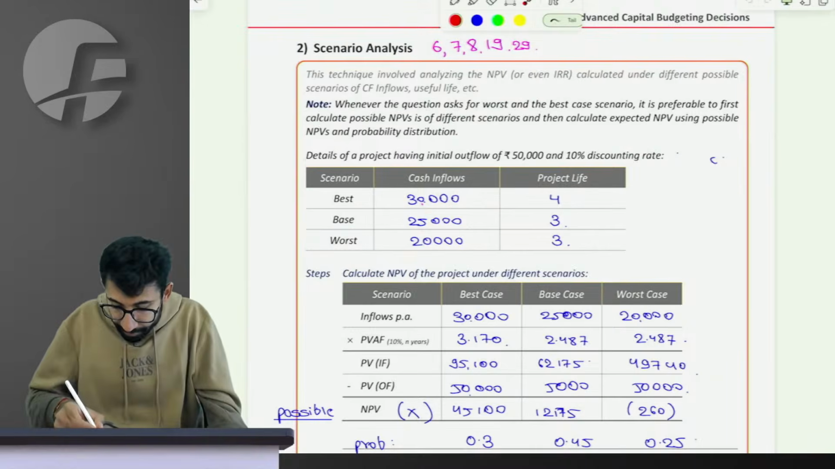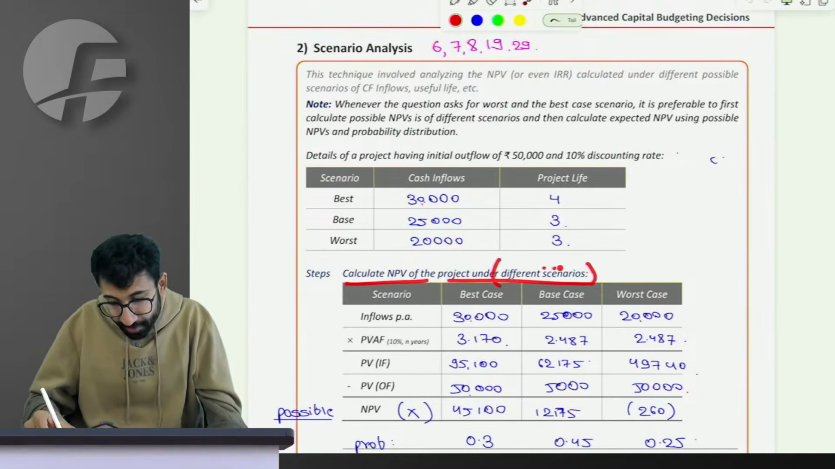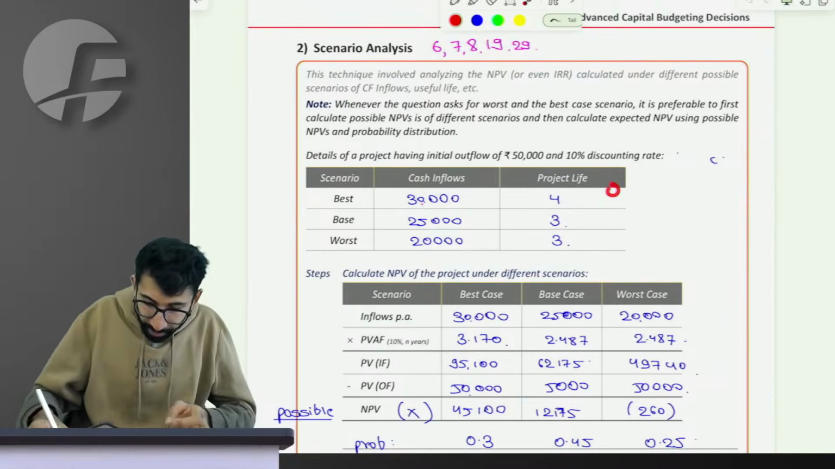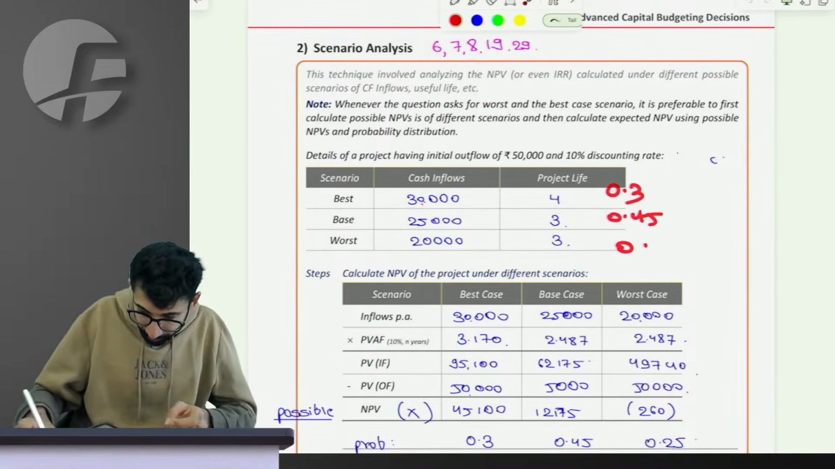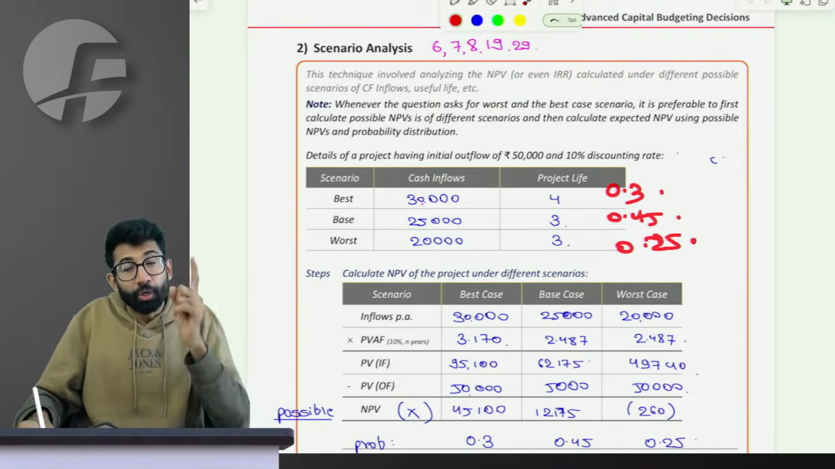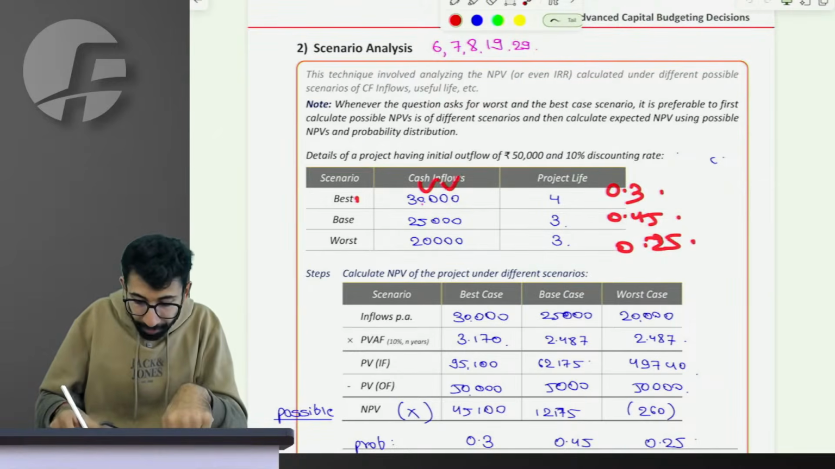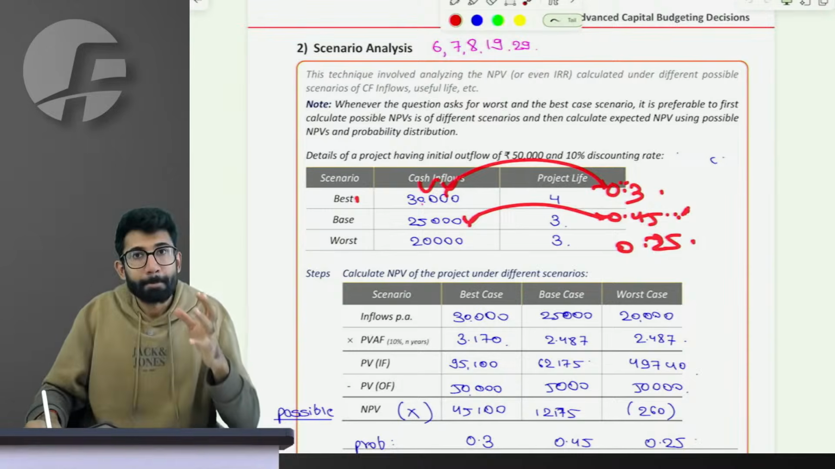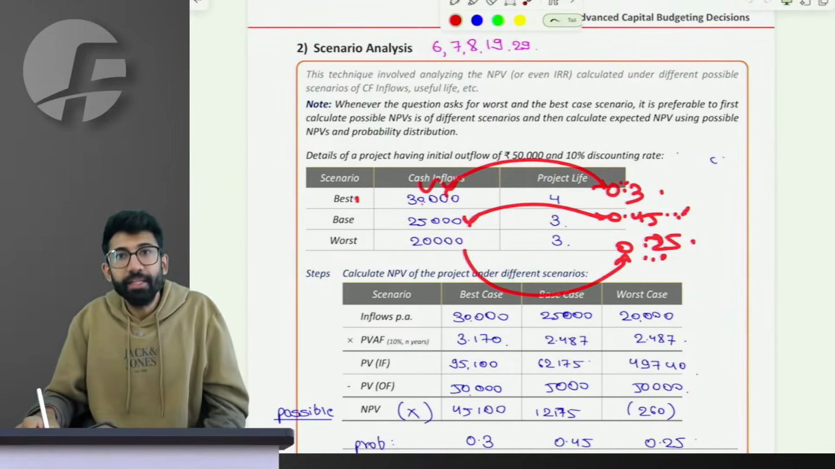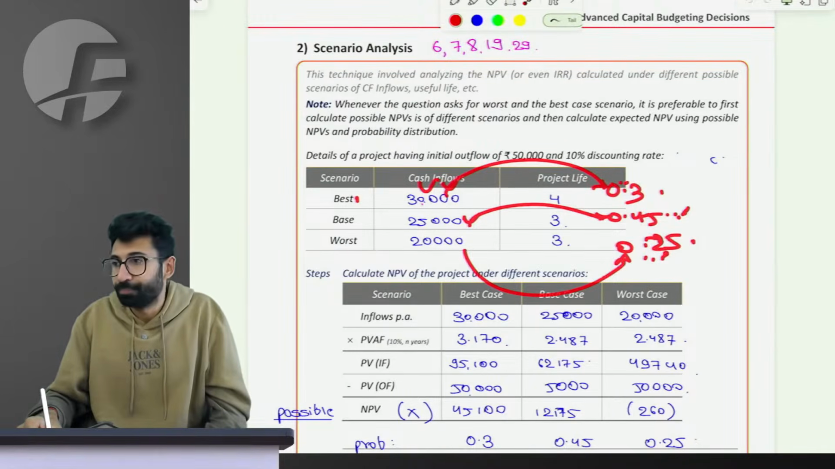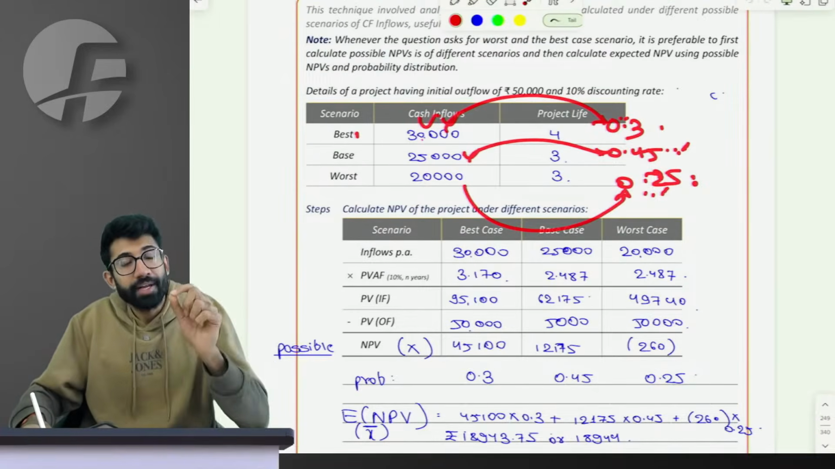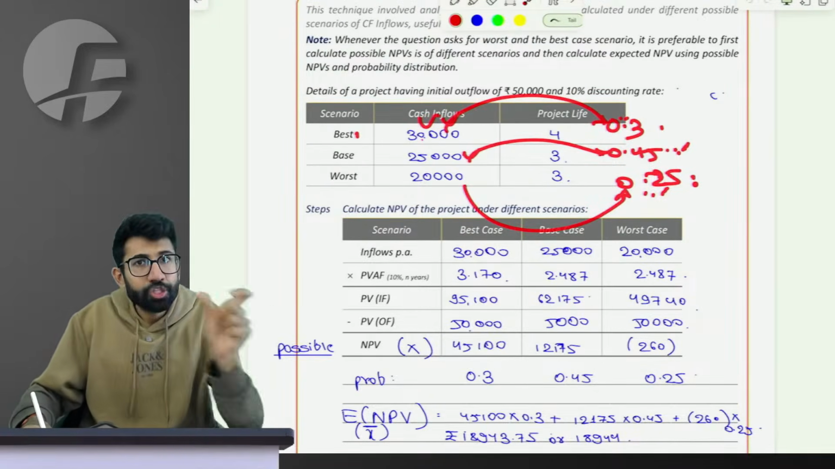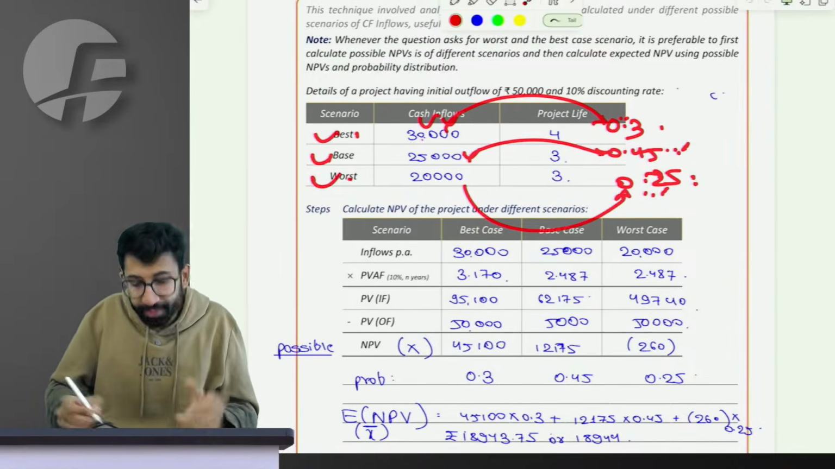For example, they say compute the NPV of the project under different scenarios. Imagine that I have also been given the probabilities. Suppose 30 is the cash flow with 30% chance, 25 is the cash flow with 45% chance. No, don't calculate the expected cash flow. Rather, sir, rather than this, first calculate the NPV individually, independently, for each of these scenarios.